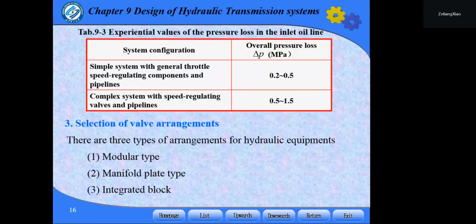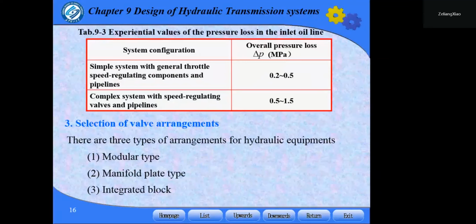For the manifold plate type, the manifold plate is actually a secondary installing plate for hydraulic components. The plate type valve components are mounted on this plate by bolts, and the oil lines between components are actually machined holes in the plates.